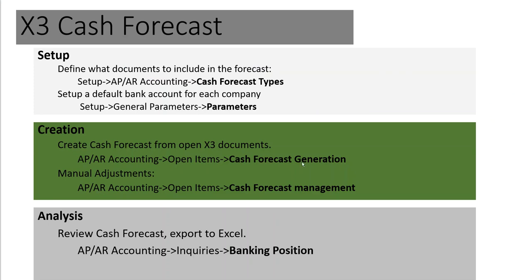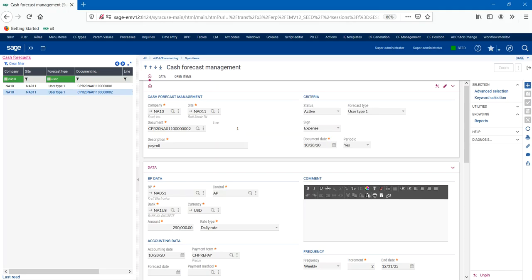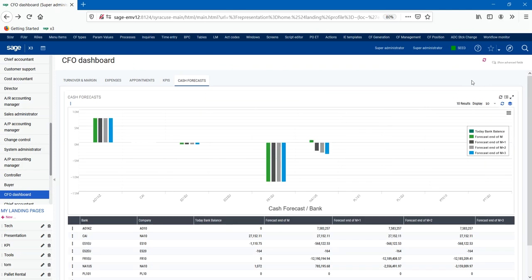Number one, the automatic generation is an automatic thing that happens daily typically. I don't need to do that. And your manual adjustments you might do monthly or quarterly to adjust what you know is going to be affecting your banking position outside of normal X3 transactions. So then the last thing is really just our analysis, and we can use this any day. It should be up to date if we're running the generation automatically every night. So we can just go in and look at our cash position anytime we want. So let's go and show how we use that tool.